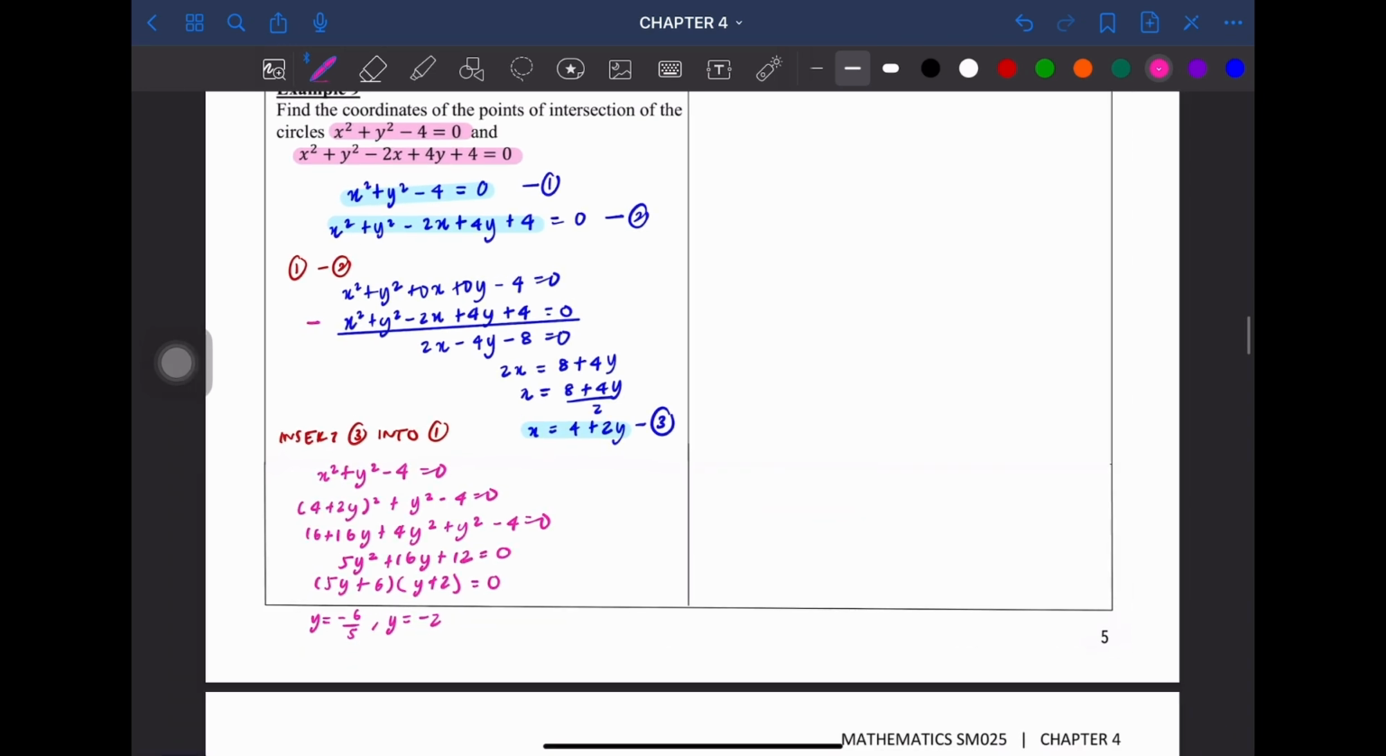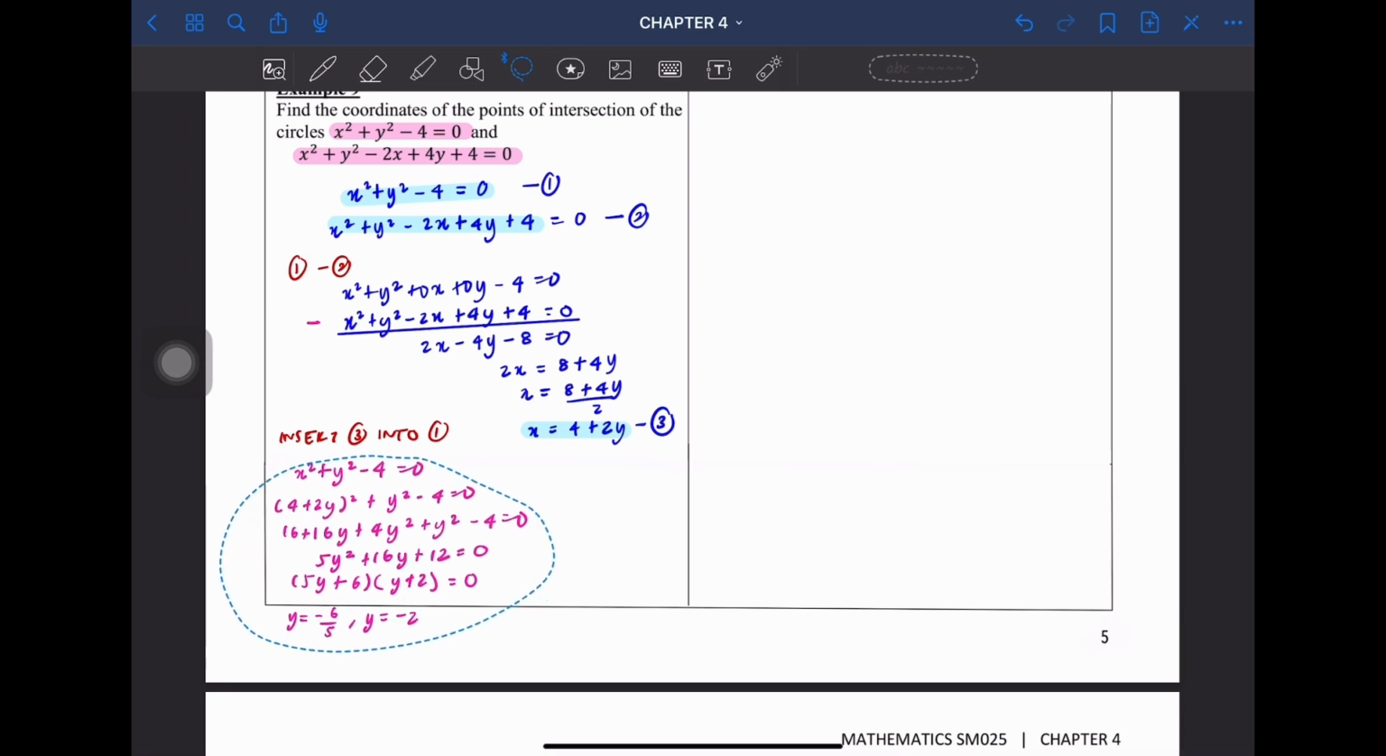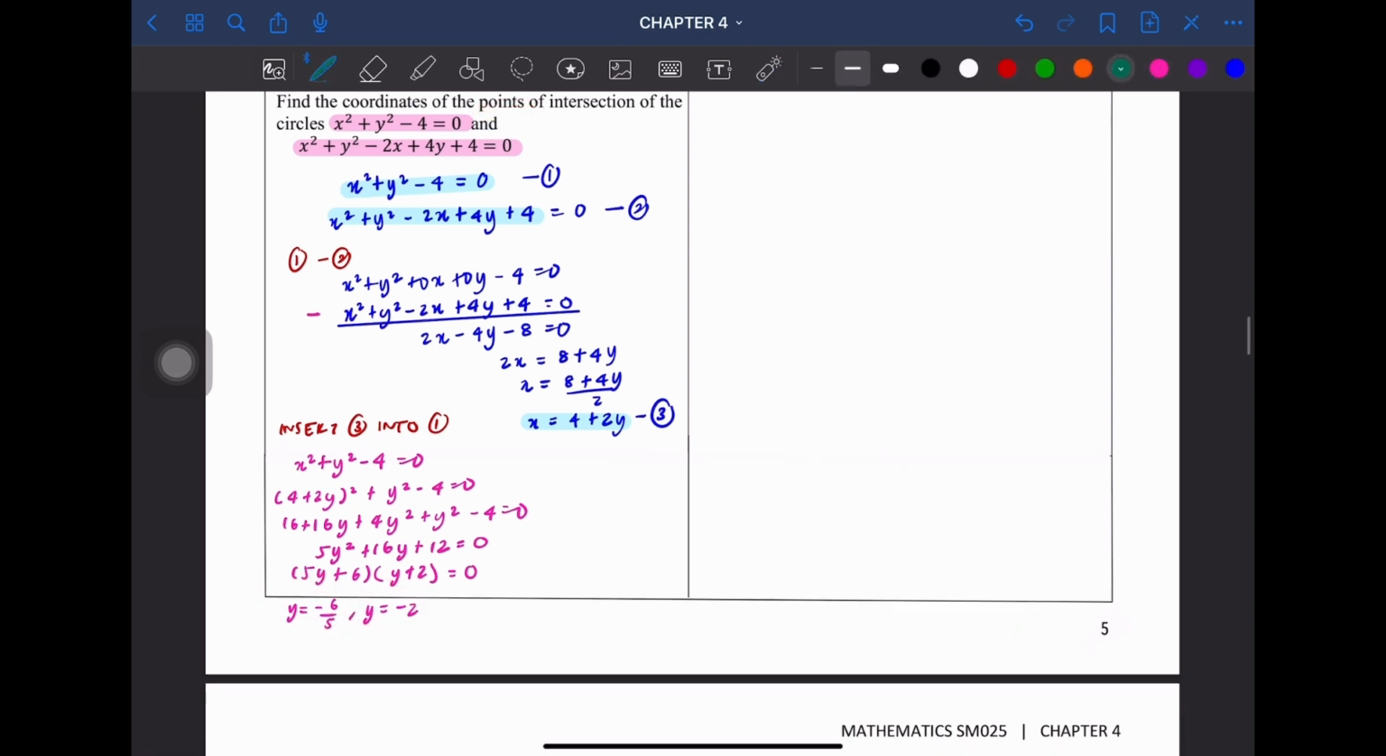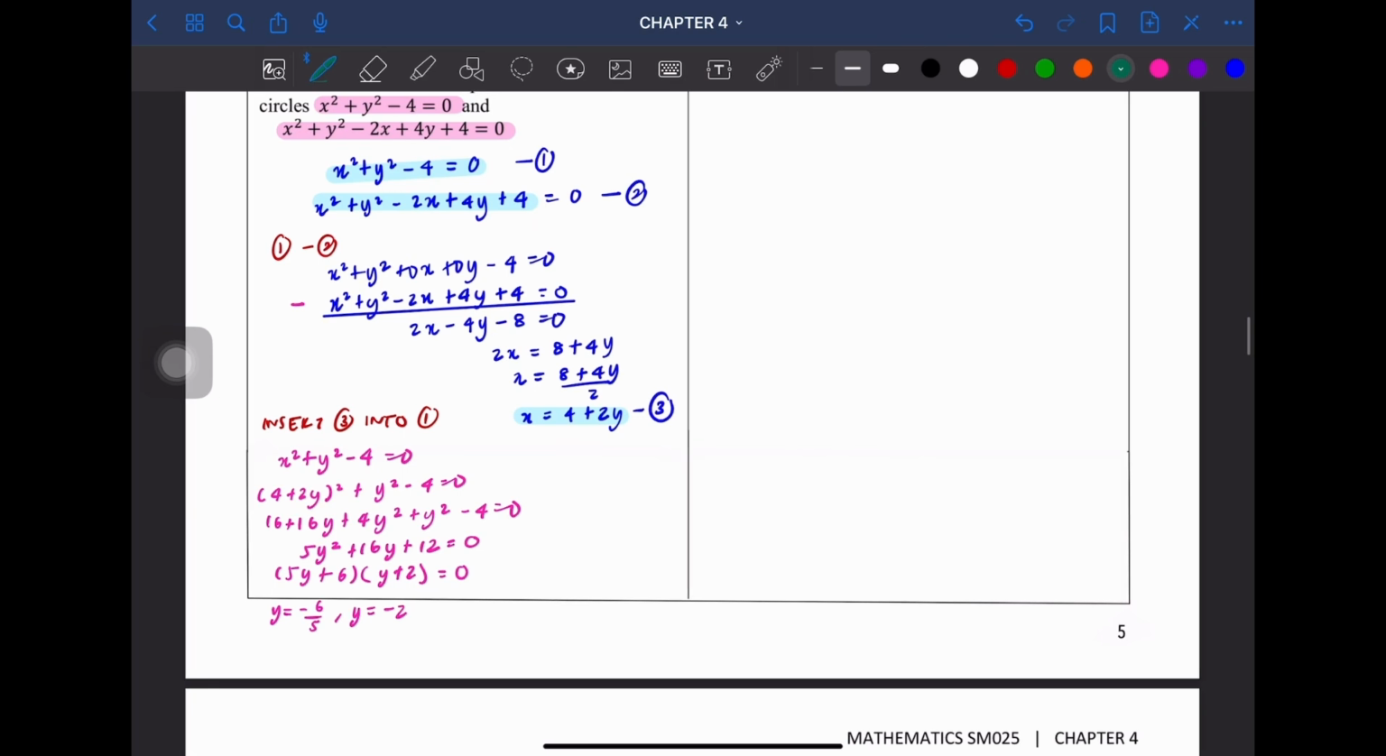Okay, so we are not done yet. Why? Because we need intersection points, right? Points are coordinates. So when you already have your y, you need to find your x. You can just insert into equation number 3. So for the first one, when we have y equal to negative 6 over 5, your x is 4 plus 2 times negative 6 over 5. So we will get 8 over 5. So that's the first one.